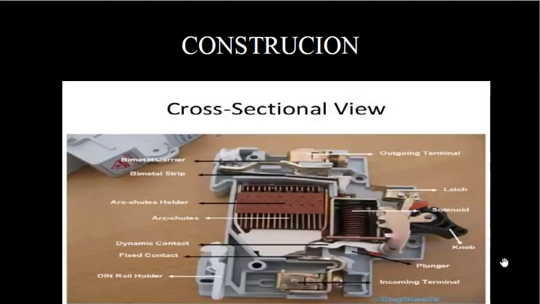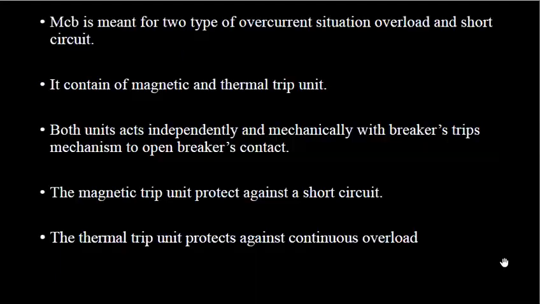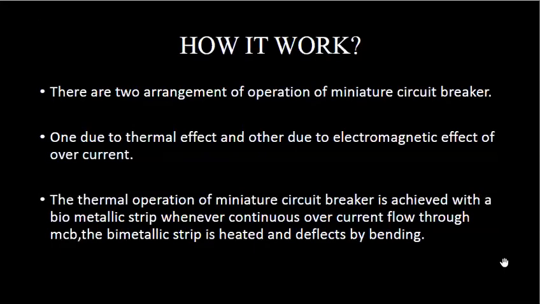An MCB is very simple, easy to use, and is not generally repaired, it is just easier to replace. The trip unit is the main part responsible for its proper working. There are two main types of trip mechanisms. A bimetal provides protection against overload current, and an electromagnet provides protection against short circuit current. So we are using two types, bimetal and electromagnet. So this is about construction and operation.